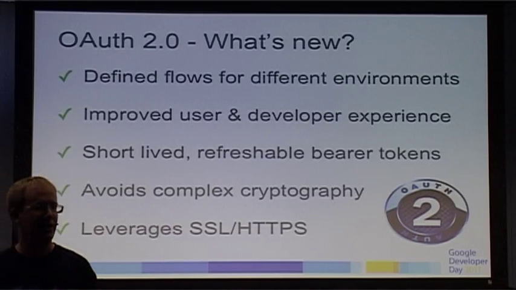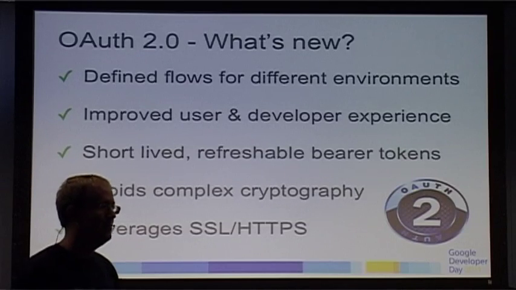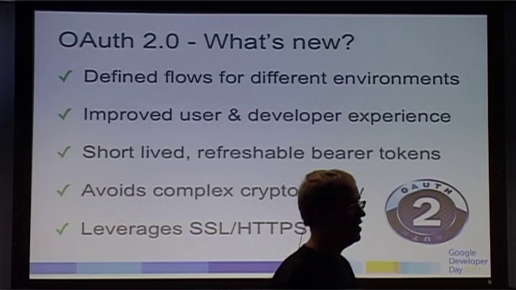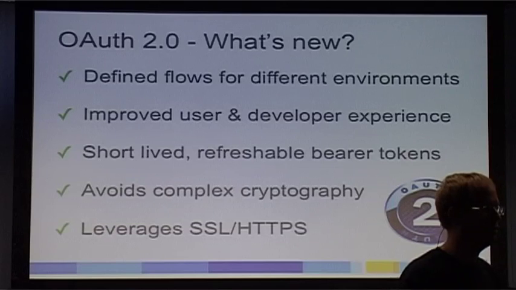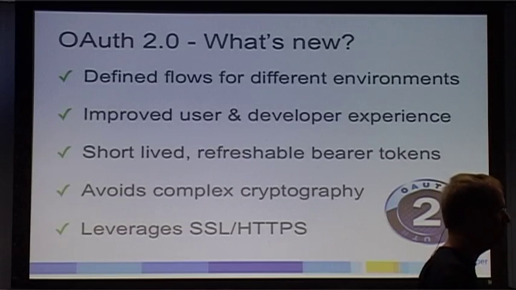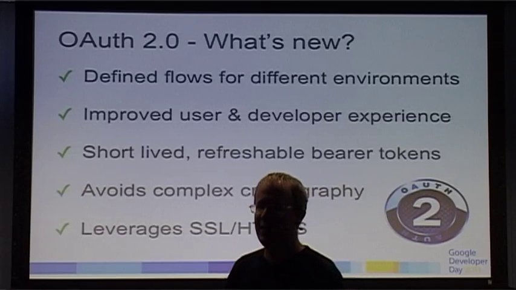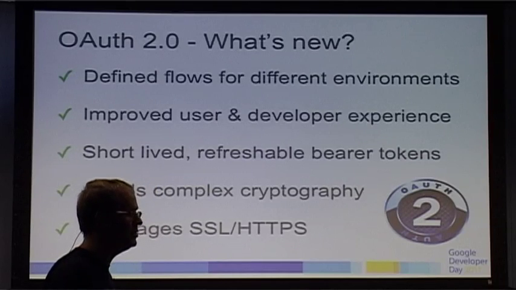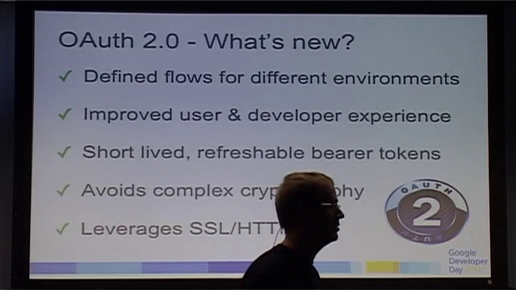So SSL and HTTPS are essential for web APIs nowadays, but back when OAuth 1 first came about, a lot of APIs did not have support for SSL. And that is why the cryptographic signatures were there. It was to protect your request, to make sure that if an evil person captured your request, they couldn't just grab a token and reuse it. But now with the protections of SSL and HTTPS, we're able to offer that and make it an improved developer experience for you.